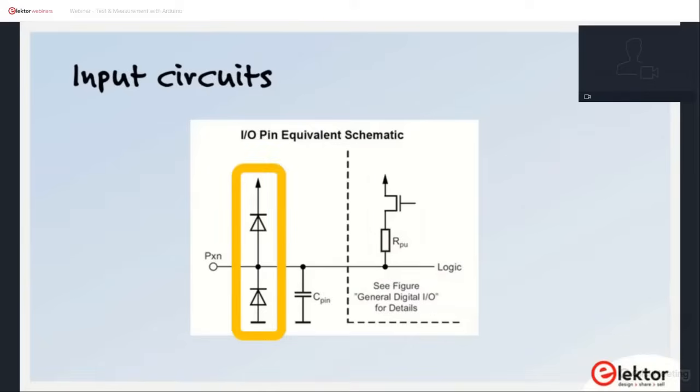Digital inputs without pull-ups are high impedance and they are protected with over and under voltage diodes. This is nice, but not sufficient, and I therefore highly recommend using a series resistor, if possible, to limit the current that can flow into a pin. This will avoid damage if an input is accidentally configured as an output.